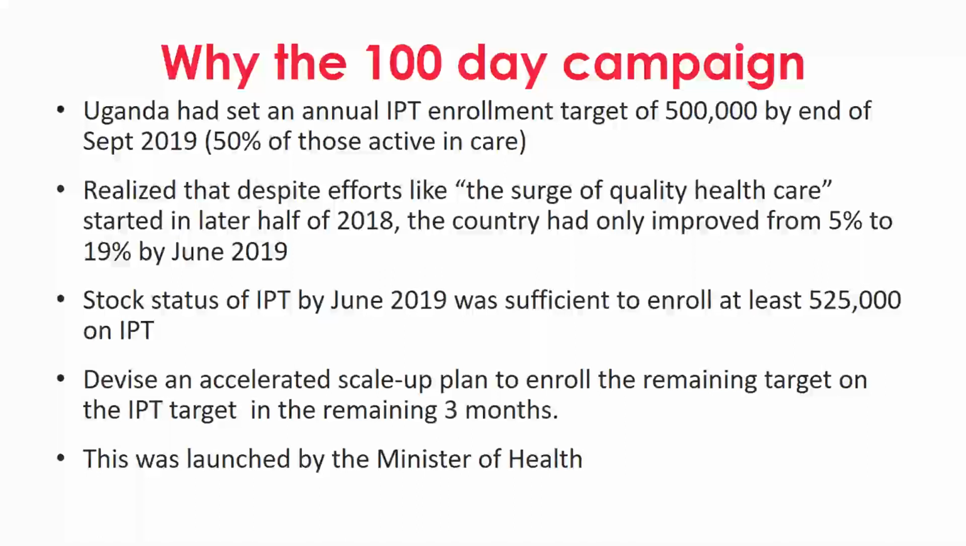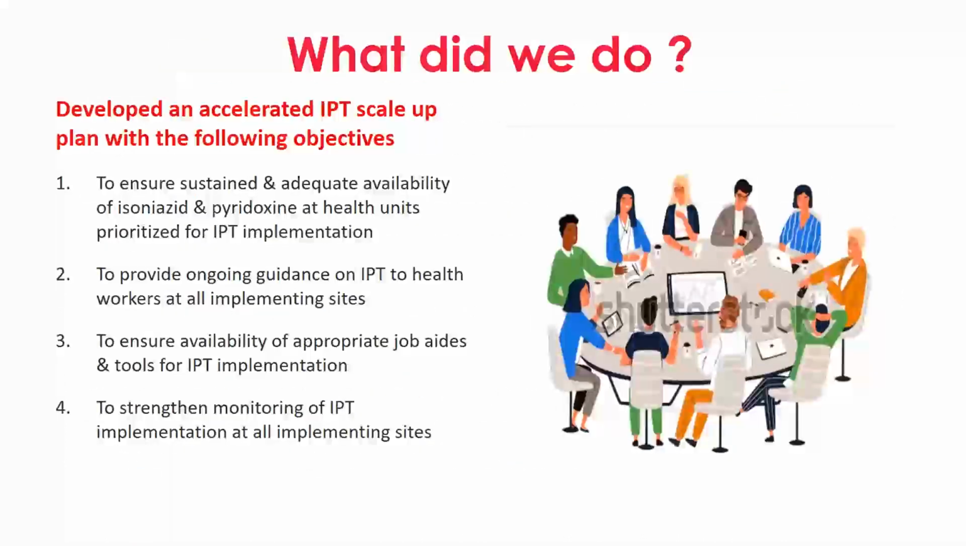When we assessed our stock situation in the country, we had sufficient stock to enroll at least 500,000 people. And because of this, whatever was available in the country, we decided, let's plan an accelerated scale-up plan to enroll the remaining target for that year for IPT in the remaining 3 months. And after the planning, the occasion was launched by our Minister of Health to try and give it mileage. So what did we do?